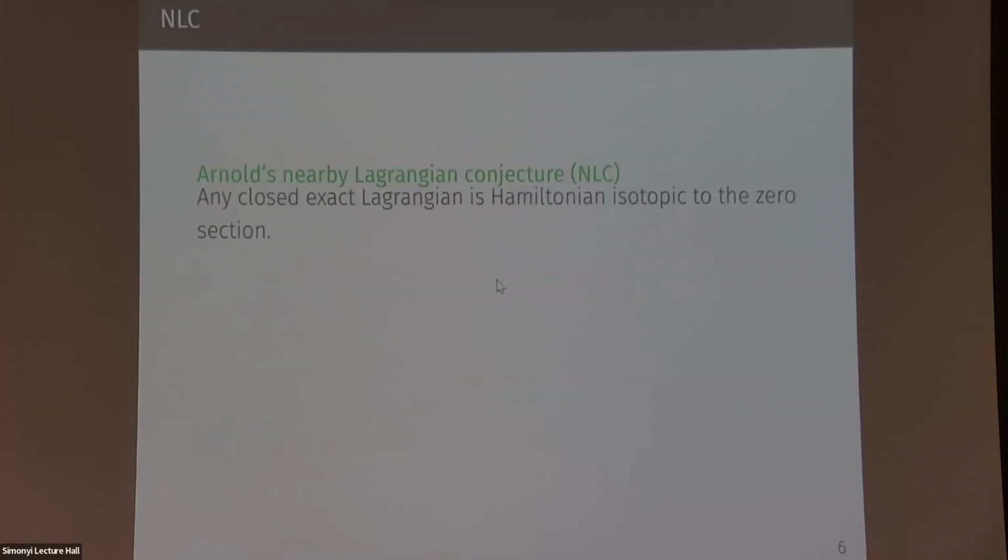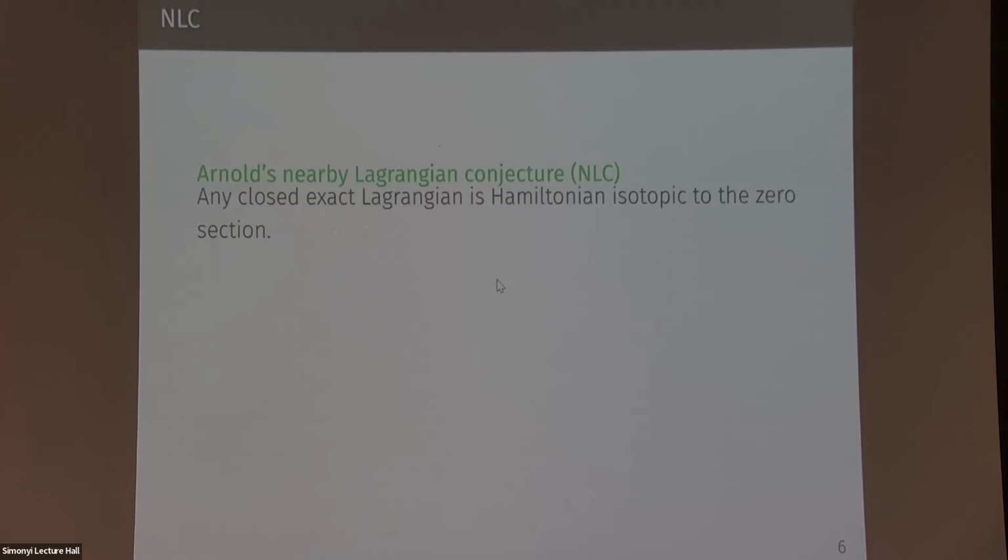And here's where the conjecture comes in. This is a very well-known conjecture called Arnold's nearby Lagrangian conjecture, which says that, up to a condition which I will explain, any Lagrangian is Hamiltonian isotopic to the zero section in the cotangent bundle. Any closed exact Lagrangian is Hamiltonian isotopic to the zero section in the tubular neighborhood. So what is this exactness condition?